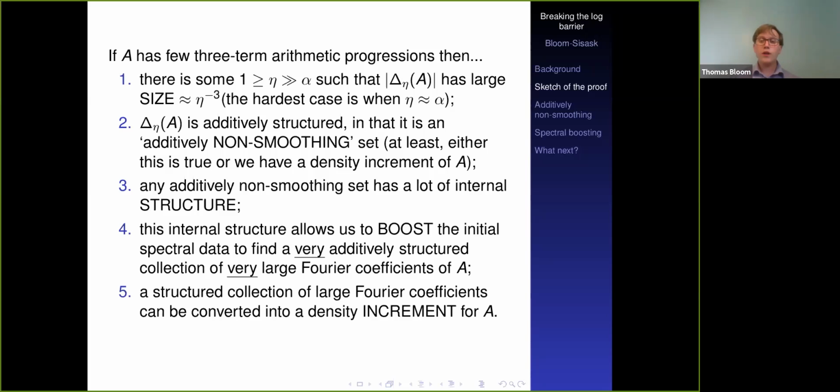And then finally, we conclude with a relatively standard step, which is a way of deducing an actual density increment from A from a structured collection of large Fourier coefficients. So those are the 5 main steps of our argument.